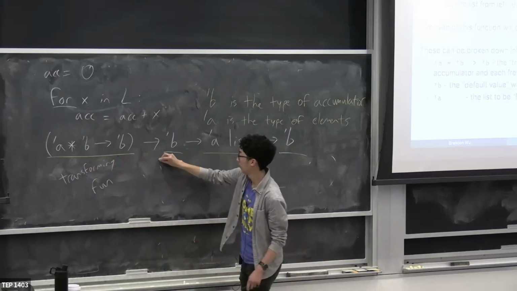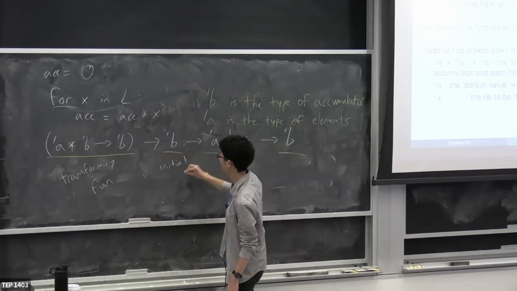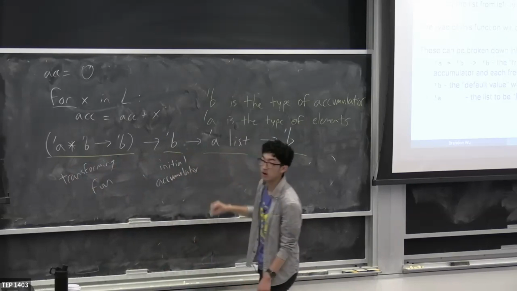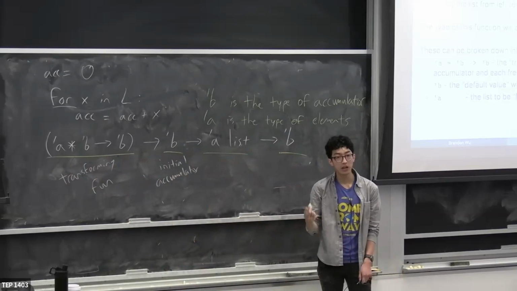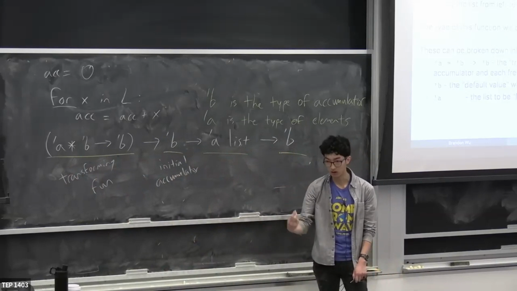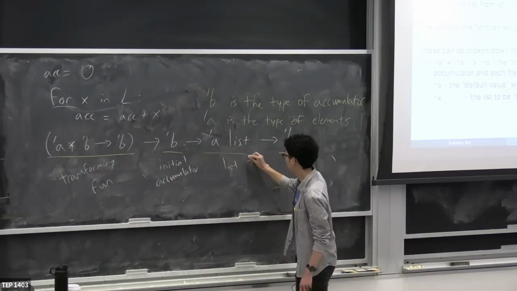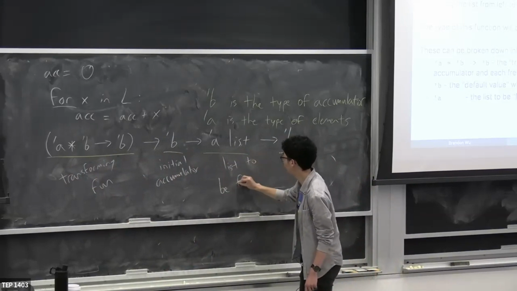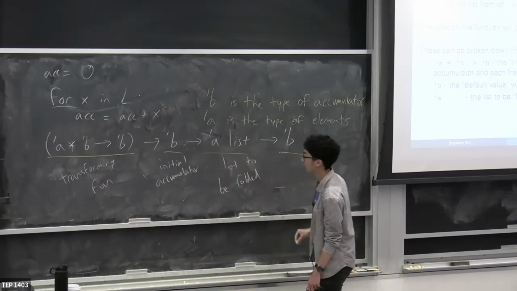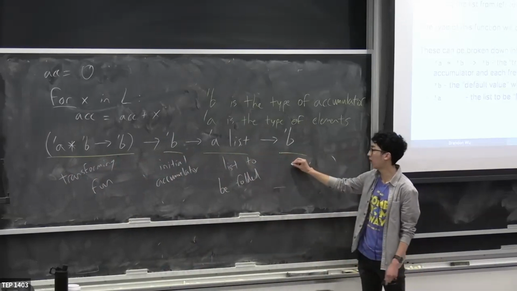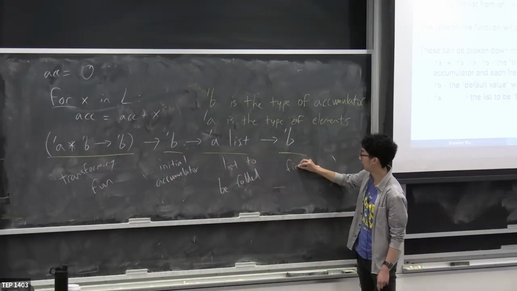This is what I call the initial accumulator. It's my initial value. The same way that when I was writing those functions earlier, like sum and flatten, I had base cases of like 0 or nil. That's my initial accumulator. And this is my list to be folded. And I get out my final accumulator.